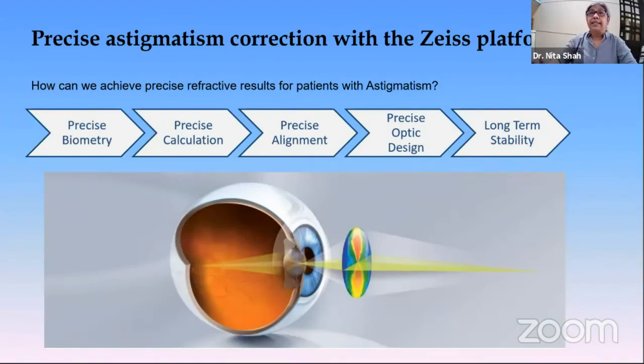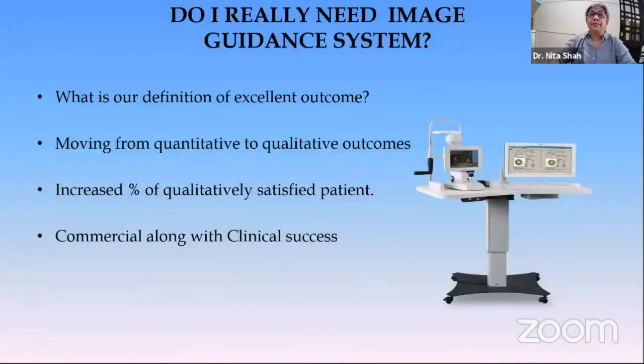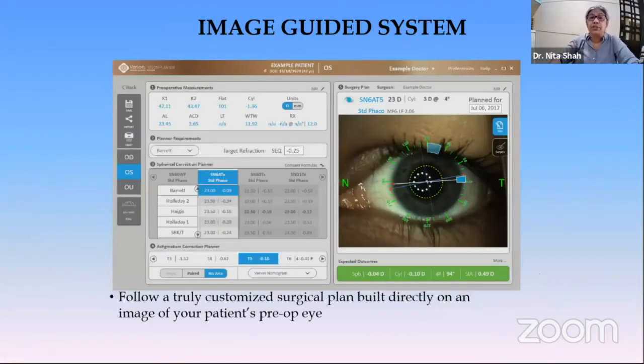Now we have done our tests, we've done our calculations, but it's very important that there is a precise alignment, a precise lens, which gives us a long-term stability in the surgical result that we achieve. That is possible with an image-guided system. So the difference is in getting a quantitative and a qualitative outcome. We have more satisfied patients because we've been able to do our job more thoroughly, and it gives an excellent outcome when we use an image-guided system to help us with the journey.